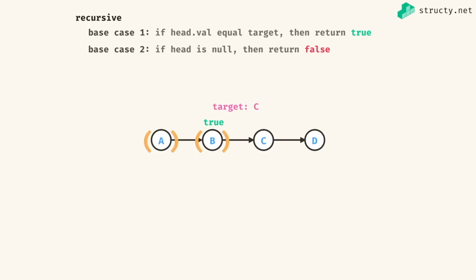And then B is going to pass it back up to A. And of course, A returns it to the very, very top level call. Let's say we had a scenario where our target was not found within the linked list, like G, then we can see the other base case fire at the very end, right?